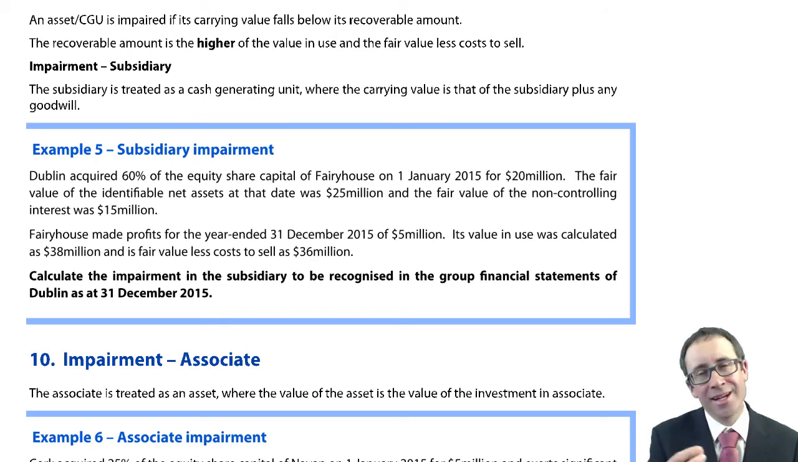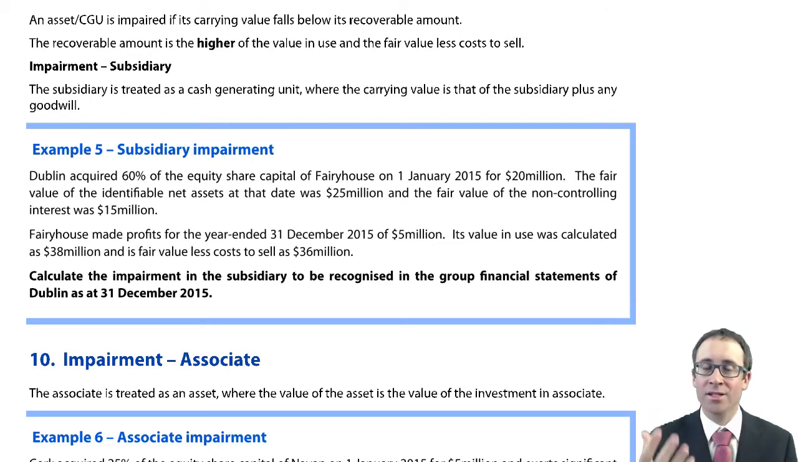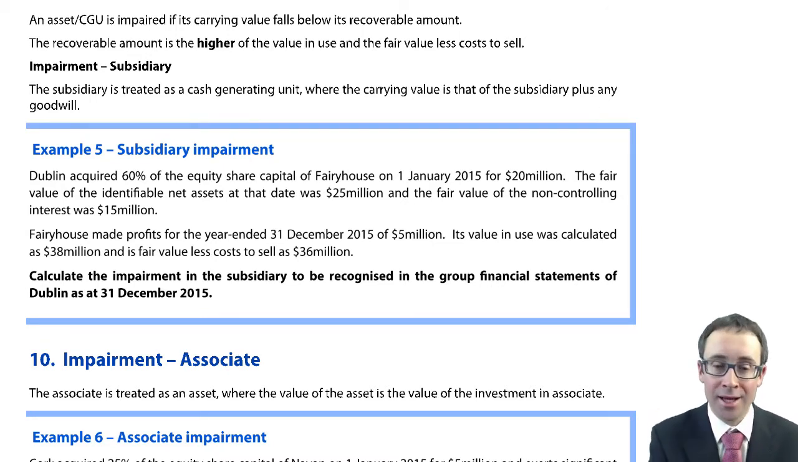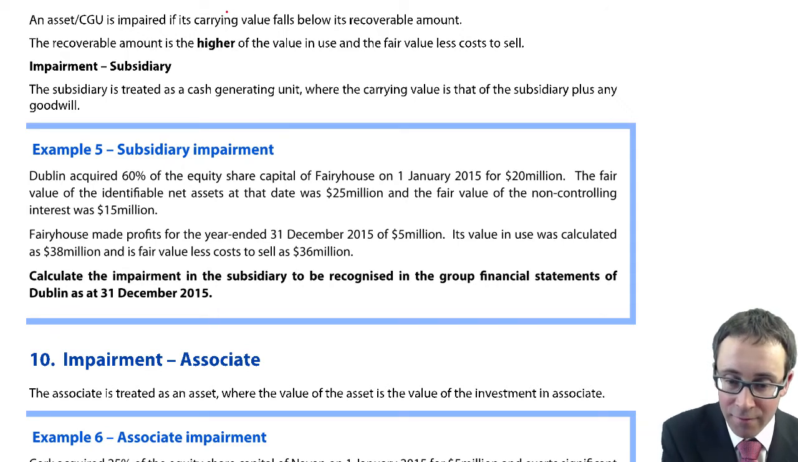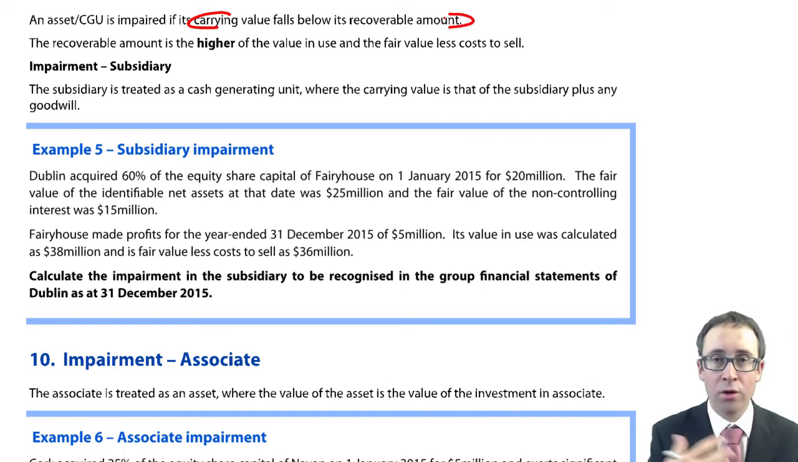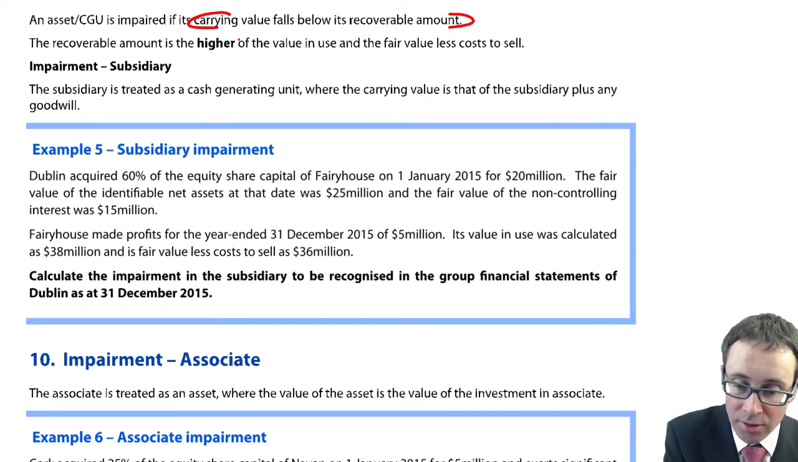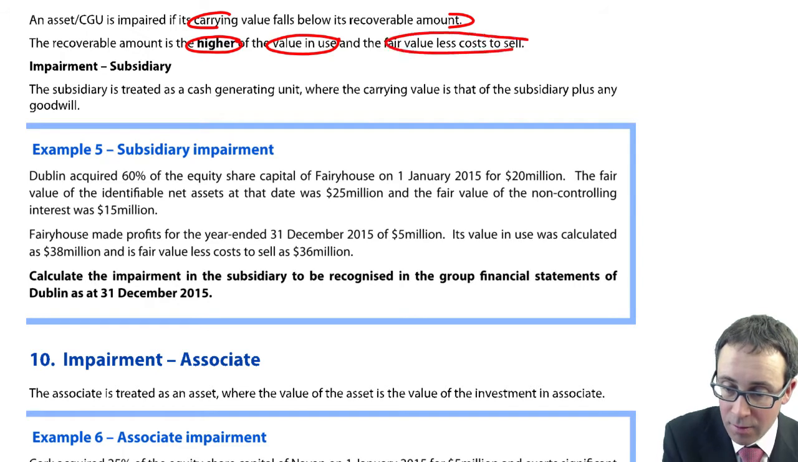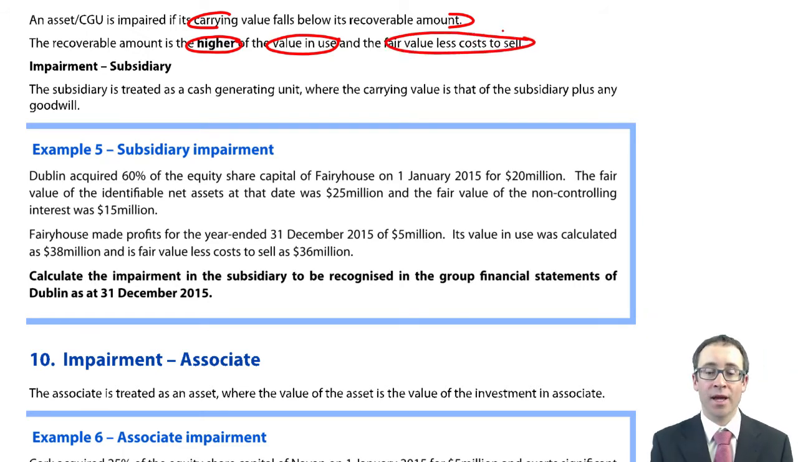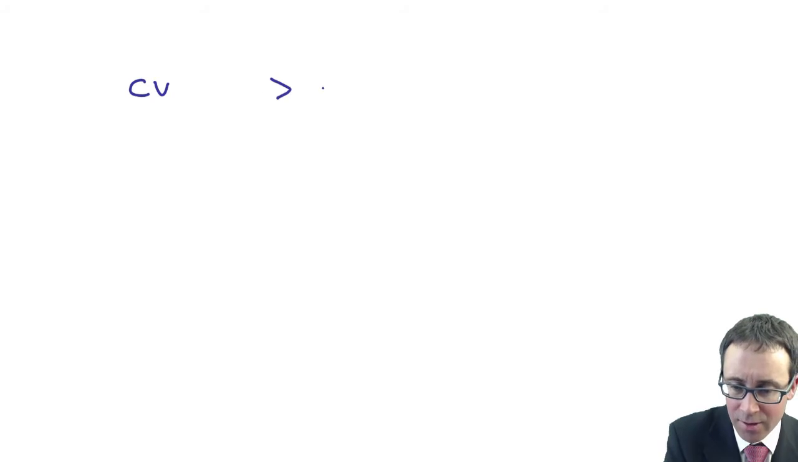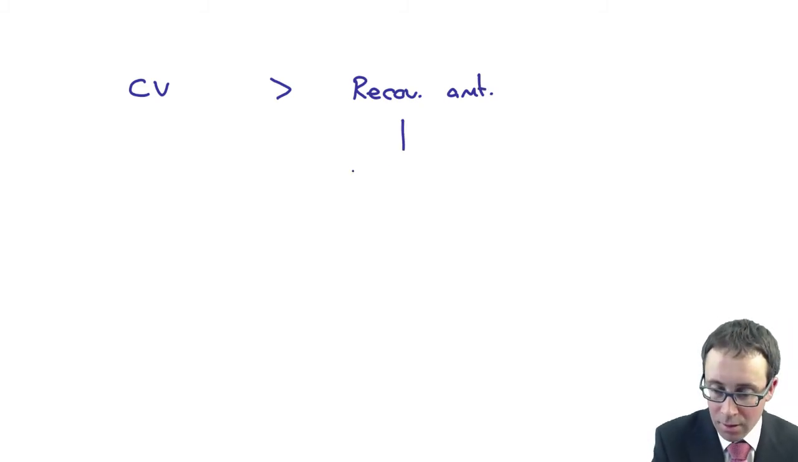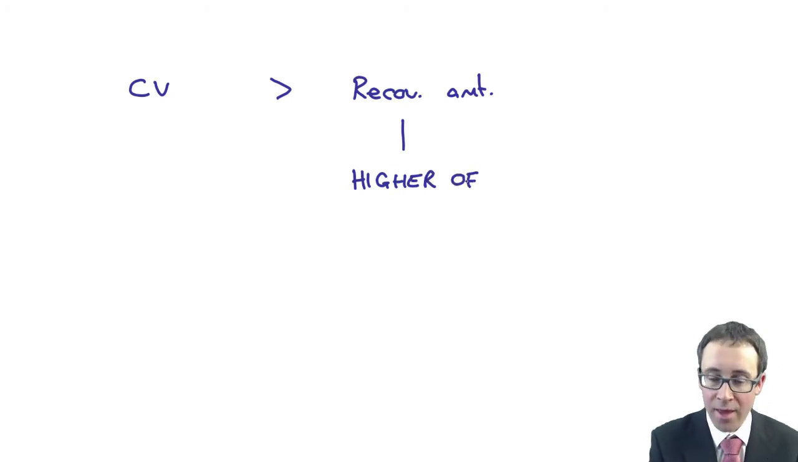It isn't actually anything too new, because we've already looked at impairments in IAS 36 within F7. Remember, an asset or a cash generating unit was impaired if the carrying value was greater than the recoverable amount. The recoverable amount was the higher of the value in use and the fair value less cost to sell. The recoverable amount is essentially the best alternative use that you could get from the asset.